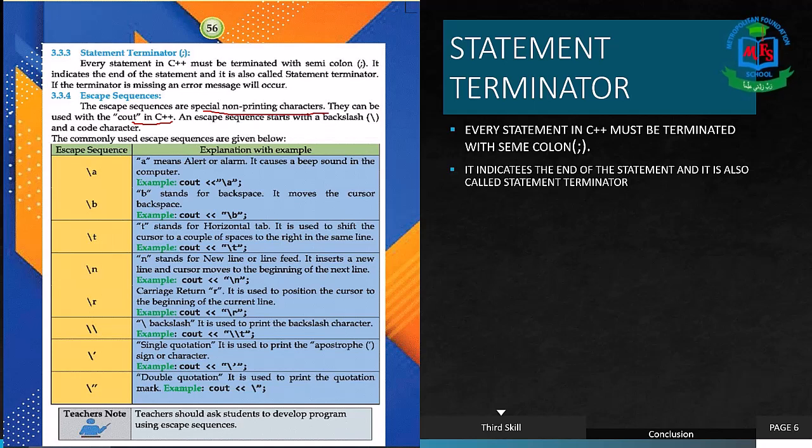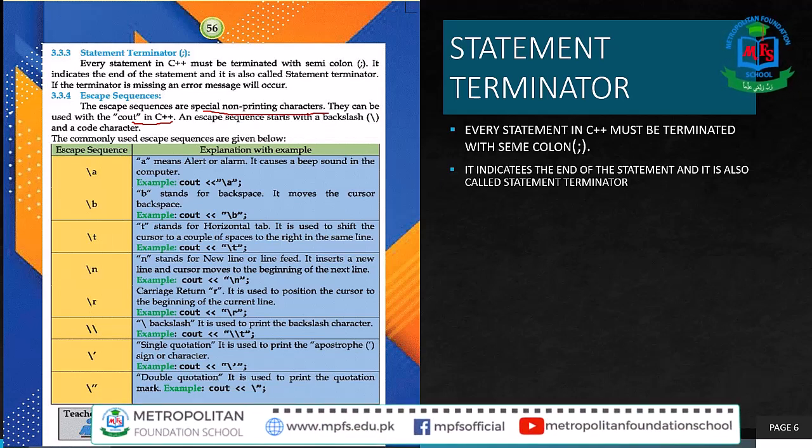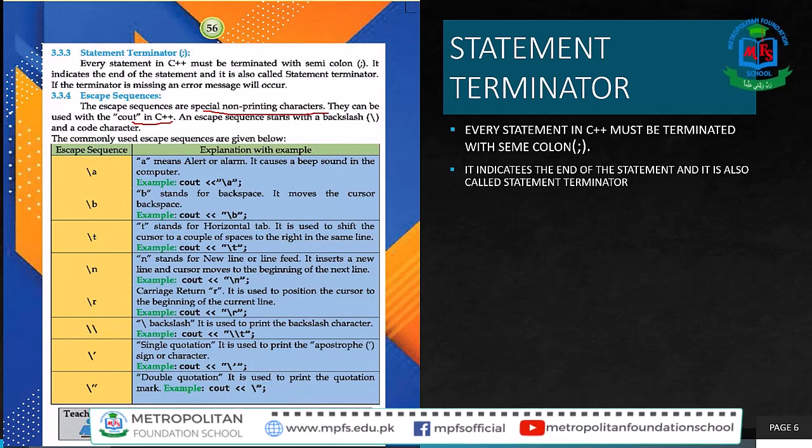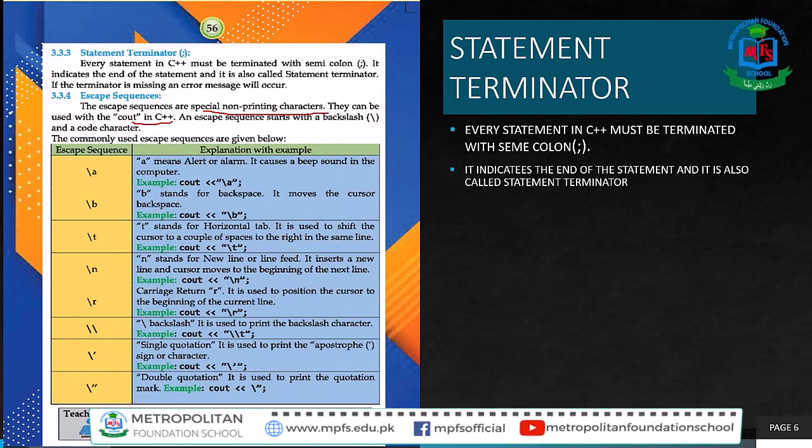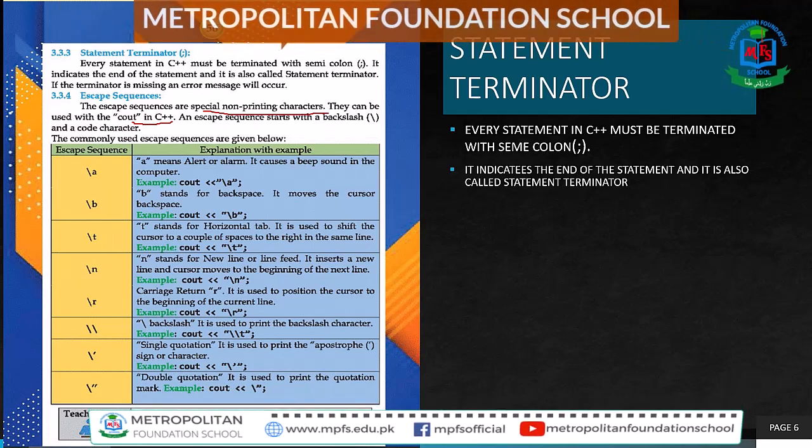Now you understand how to write a statement terminator. Every statement in C++ must be terminated with a semicolon. It indicates the end of the statement and it is also called the statement terminator.